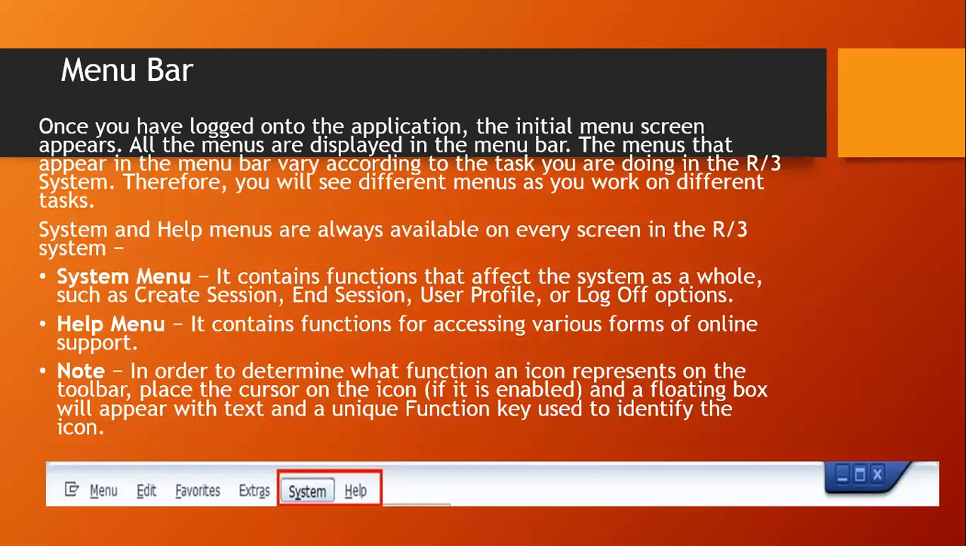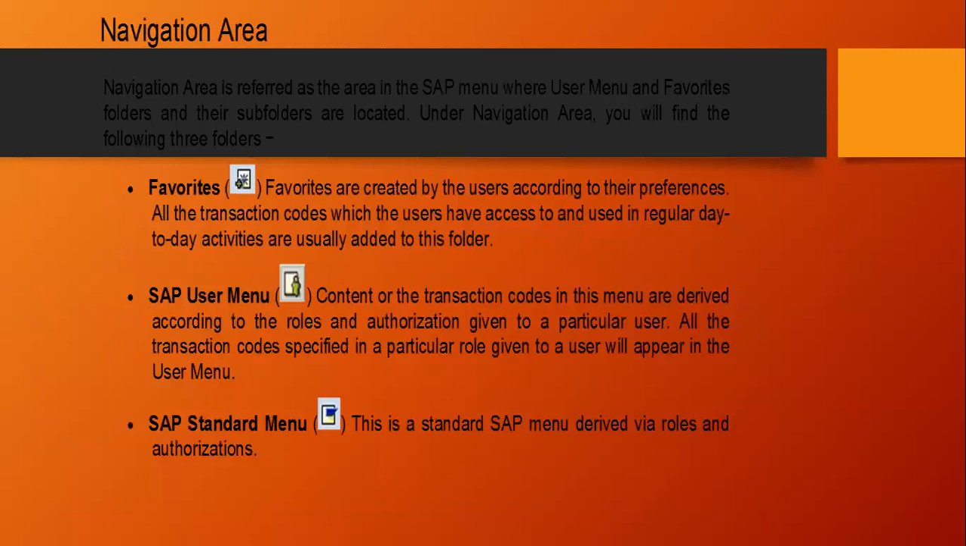Of course, this is your menu bar where you have different menus. Once you have logged into the application, the initial menu screen appears. Your menu bar actually takes you to different areas and it's quite handy, like the most important bar on an SAP system. With the bar, you can create sessions, end sessions. Sessions are like new pages. You can check your user profile, you can log off, it contains functions for accessing various forms online. You have help if you need to get help on anything. You have extras, you have favorites, and the rest. So very, very key in your SAP system.